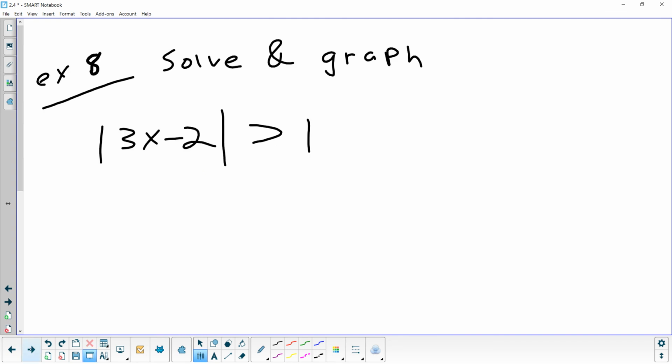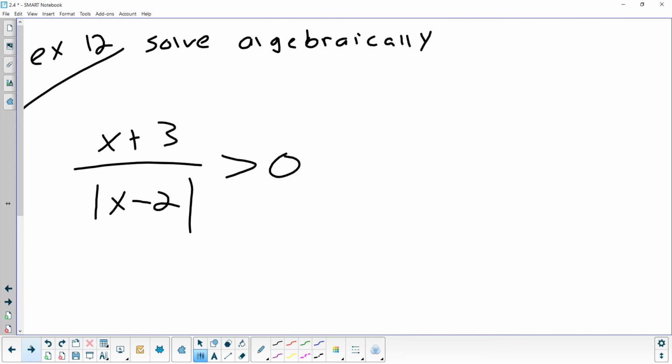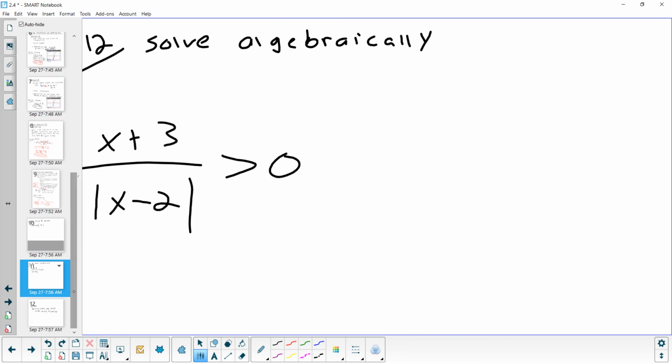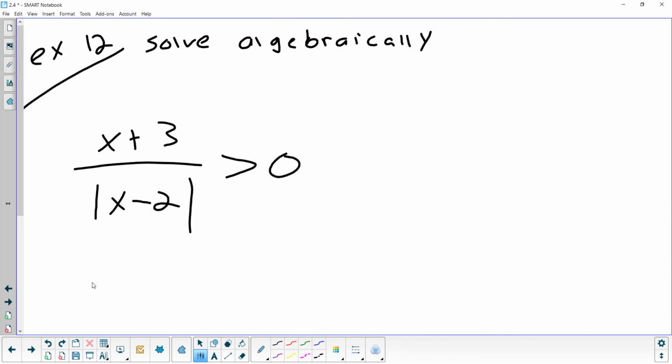I'm not going to go through and do this whole problem. I just want you to tell me one thing. Would this be an and, or would it be an or? Chris? Or. It would be an or. We'd split it into two problems and do it as an or. Last one.